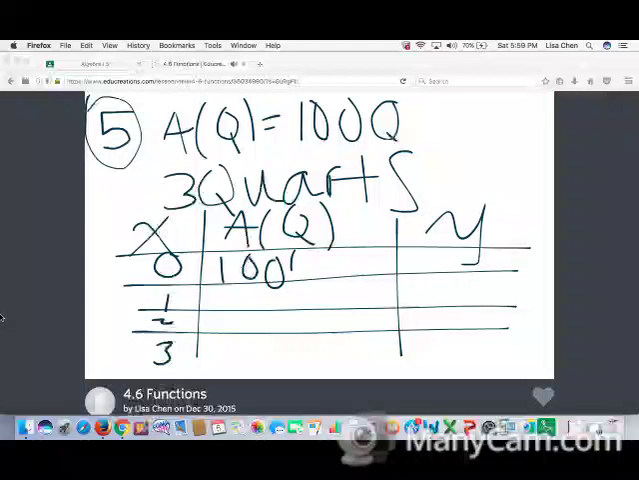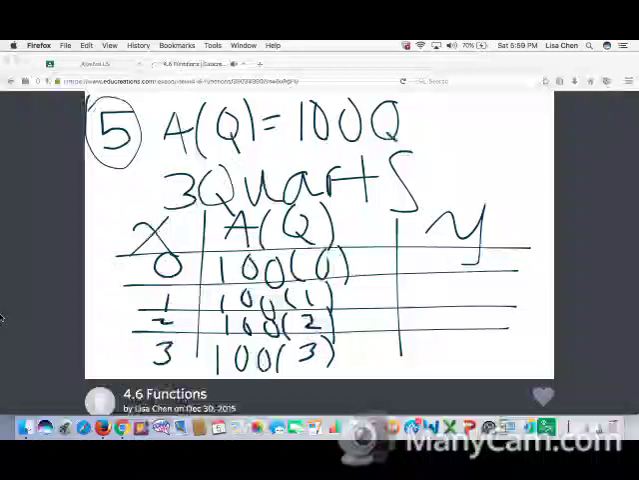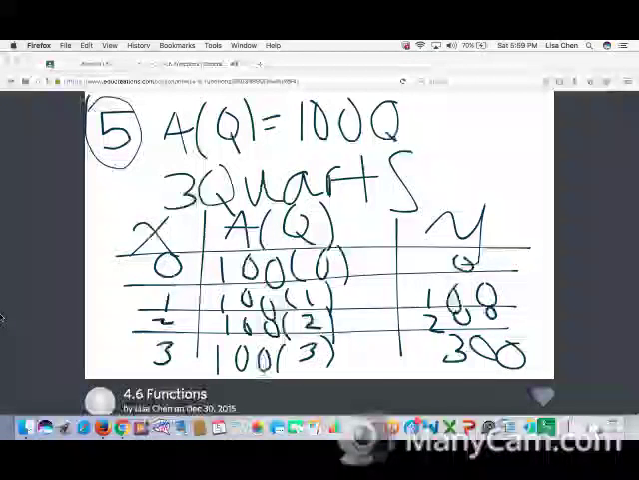Your range to calculate is, for every q we see, we're going to plug in 0. For every q we see here, we're going to plug in 1. 100 times 2. And then, what's the last one? For every q you see, you're going to plug that in, right? So that's 0, 100, 200, and 300. So why don't you try the "Got it?" You want to know if you have 7 quarts of paint, what's the domain and range, using the same problem and the same process.